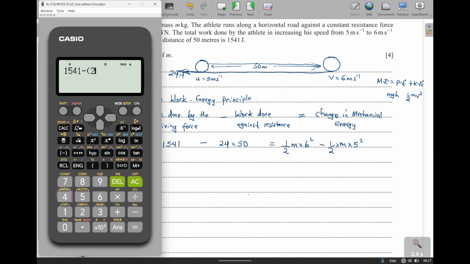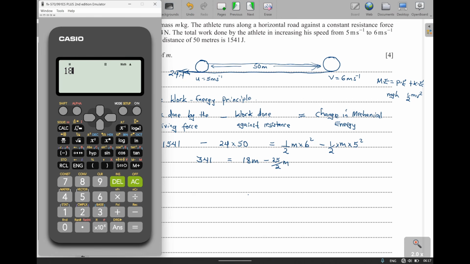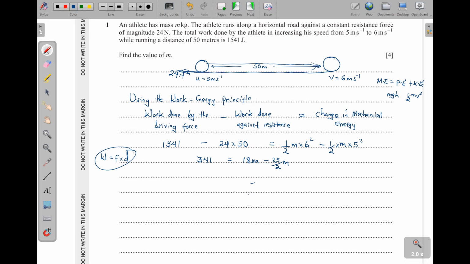1541 minus 24 times 50 gives us 341, so I write here 341. Then on the other side, 6 squared is 36 divided by 2, this will be 18m, minus 25 over 2m. So 18 minus 25 over 2 gives us 5.5m. So I write here 5.5m is equal to 341, meaning m is going to be 341 divided by 5.5.